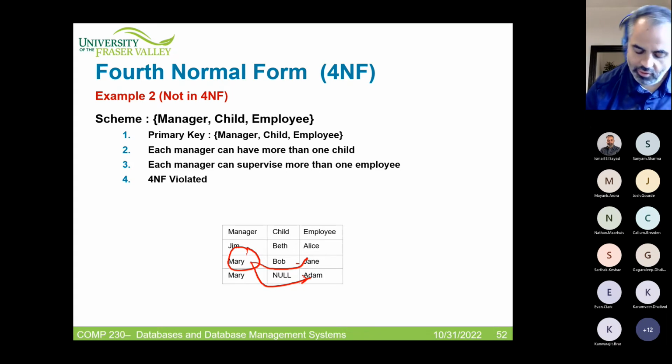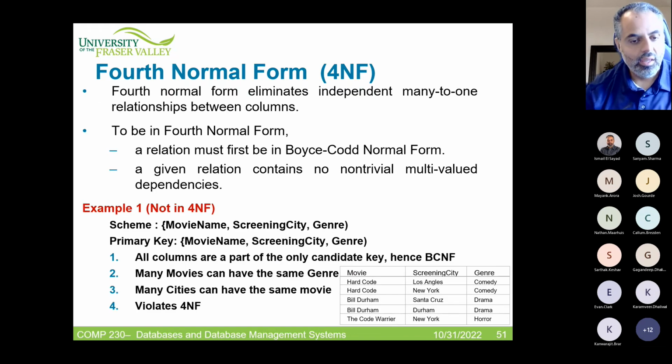Again, fourth normalization is more restricted. It says it should also be a one-to-one relationship, that this gives this only, and this gives this only. We shouldn't have between them something that violates fourth normalization. A given relation contains no non-trivial multi-value dependencies, which, in simpler words, means there is no many-to-one relationship between columns in this case.